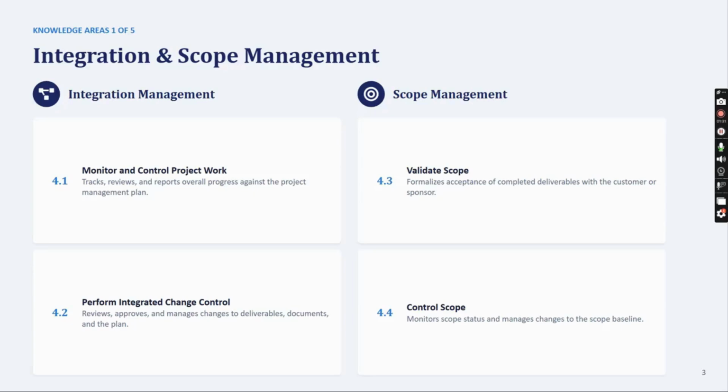And then we have to perform integrated change control, where we review, approve, and manage changes to deliverables, documents, and the plan. So it has to go through review, through approval, and then manage the changes. Then comes scope management, where we validate scope, whether the scope has been met, what stakeholders have given, or whether it is going out of scope. If it is going out of the scope baseline, we have to monitor scope status and manage change to bring it back under the scope baseline.